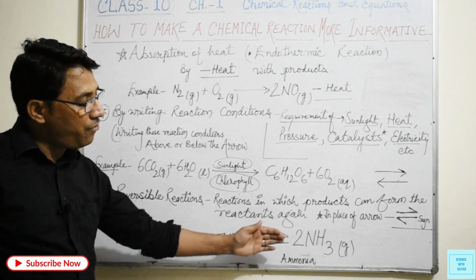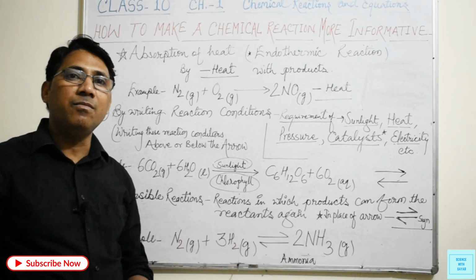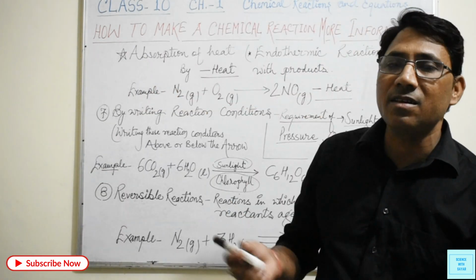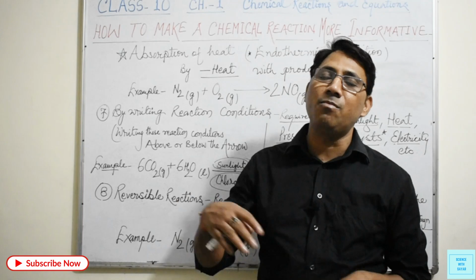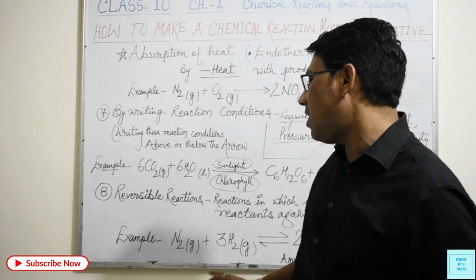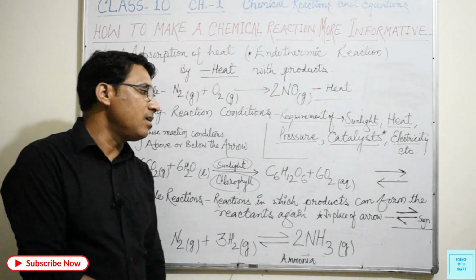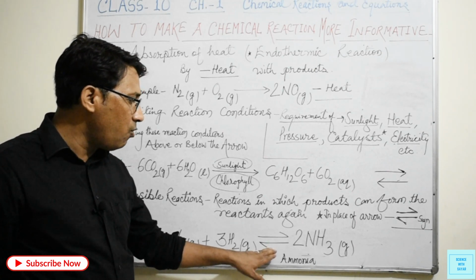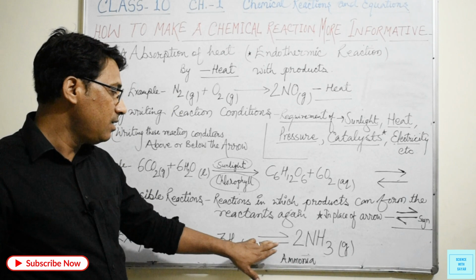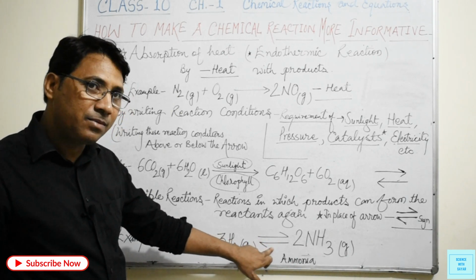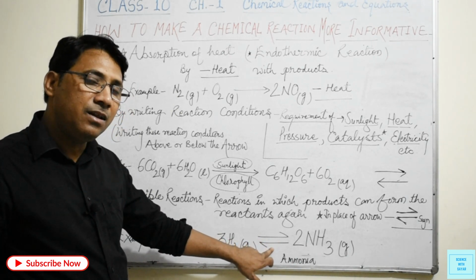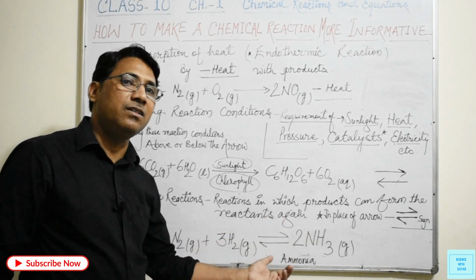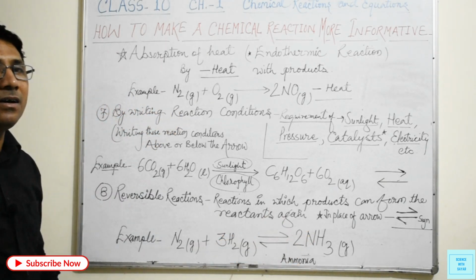It means these reactants form the product, and in specific conditions this product can again form the reactants. So this type of reaction that can take place in both directions, where reactants can form products and products can form reactants again, is known as a reversible reaction. So in place of the common arrow, we place this type of sign between the reactants and products, showing that this reaction is reversible.